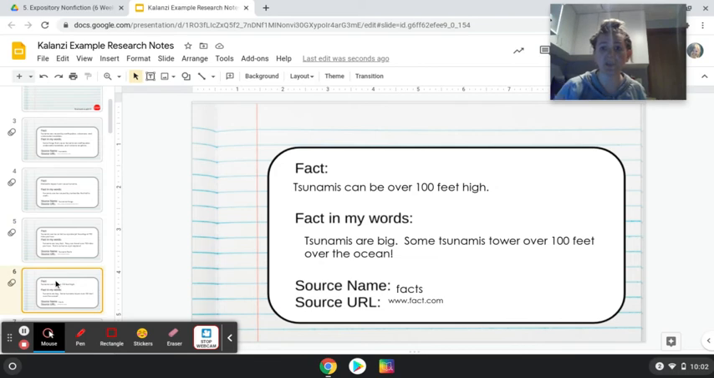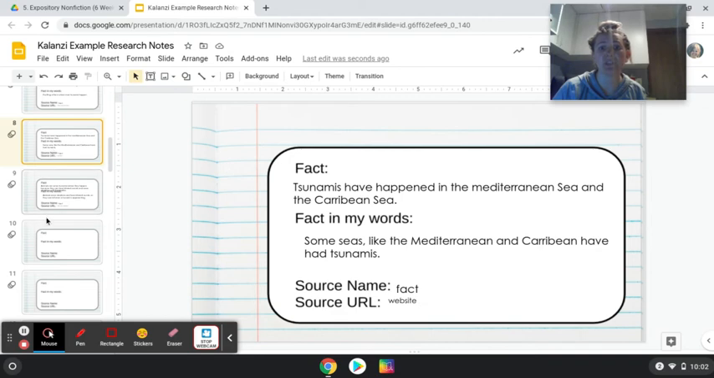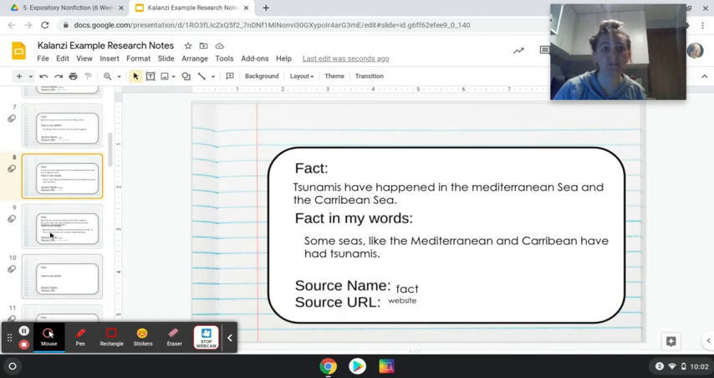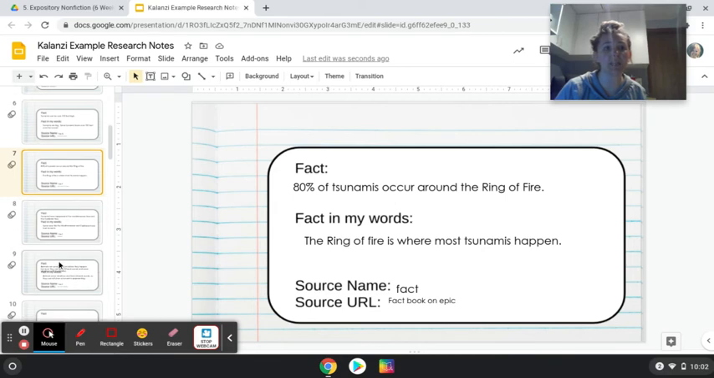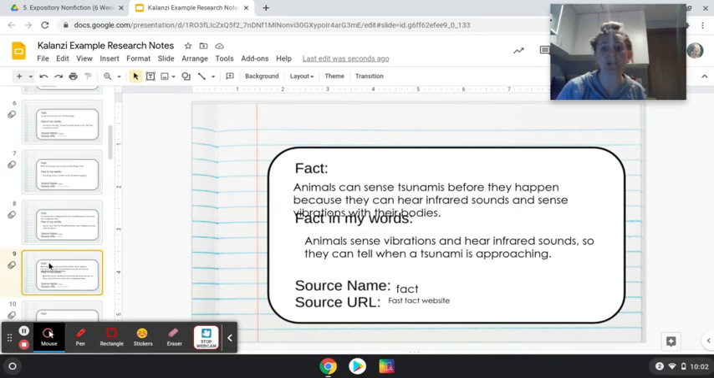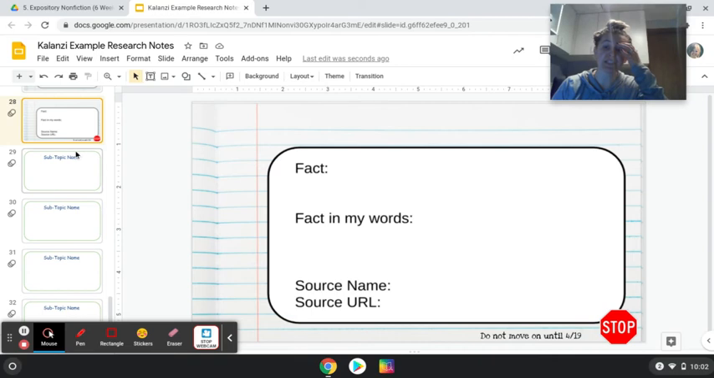I have tsunamis are big. Some tsunamis tower over 100 feet over the ocean. I have some seas, like the Mediterranean and Caribbean, have had tsunamis. I have the Ring of Fire is where most tsunamis happen. And I have animals sense vibrations and hear infrared sounds so they can tell when a tsunami is approaching. Now, this is how many I put for my example, but you should have 25 to 30 that you're reading through. And then when you get down to the bottom, we had just finished with this little stop sign here, and I said, don't move on until today.